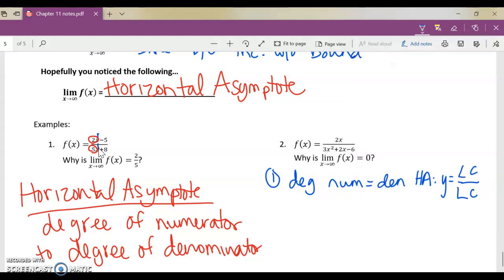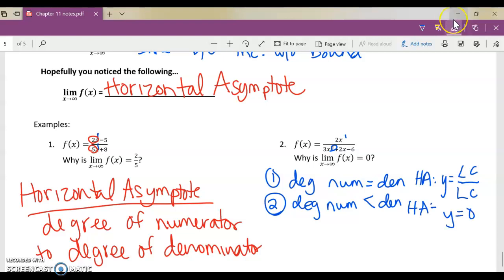Second situation, if we look at number 2 here, in number 2, the degree on my numerator is less than the degree on my denominator. So this degree is 1 and this degree is 2. So my bottom is larger. So then your horizontal asymptote is just at y equals 0.